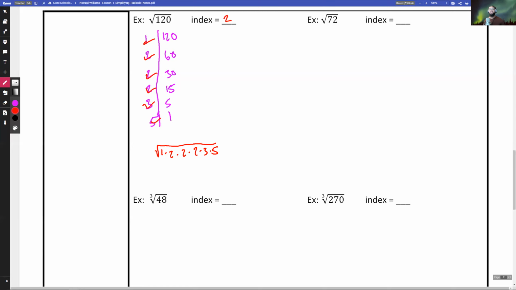Now that we've got these, we're going to circle the pairs. Circling the pairs leaves me with just a pair of 2s. These 2s want to go out and have fun, so they come on the outside, and we end up with 2 on the outside with 1 times. We still have a 2 on the inside because I didn't have a pair. A 2 times a 3 times a 5, okay?